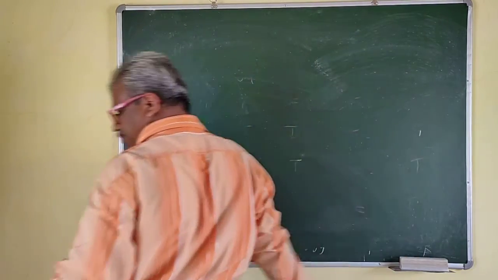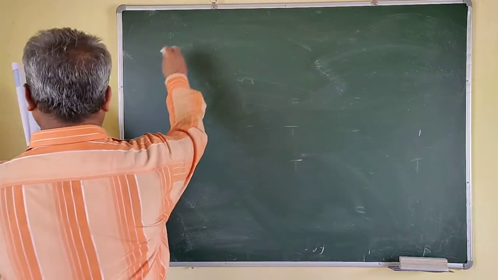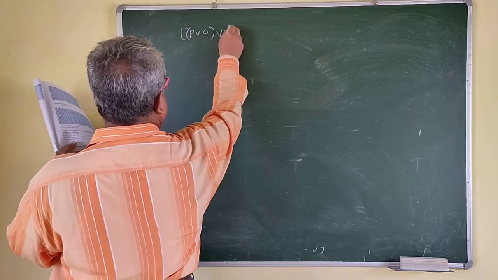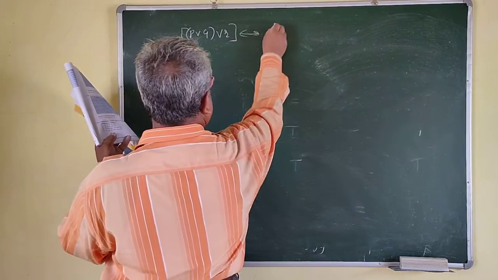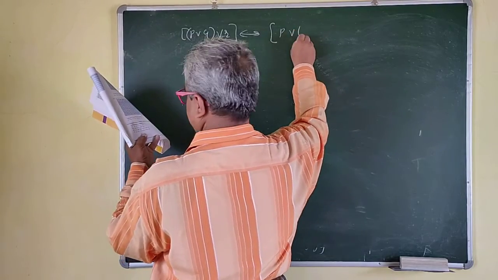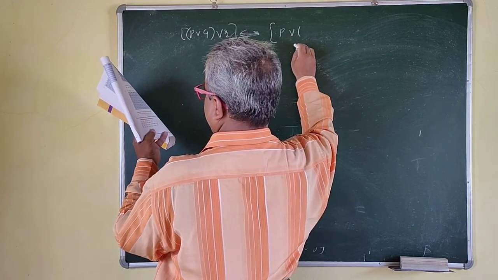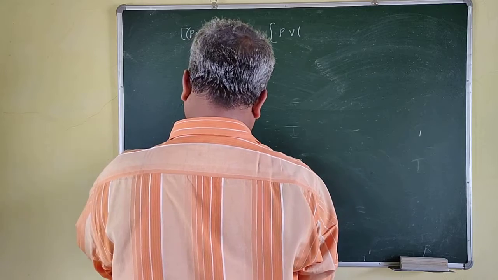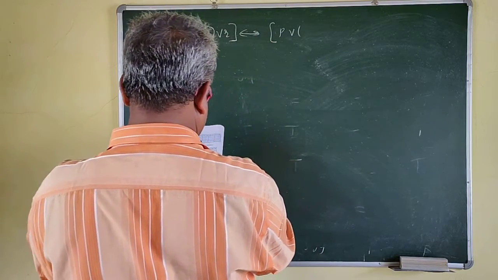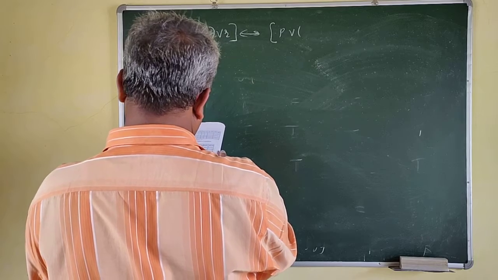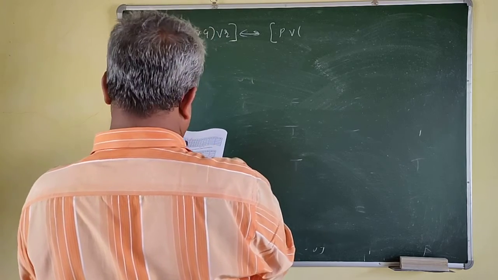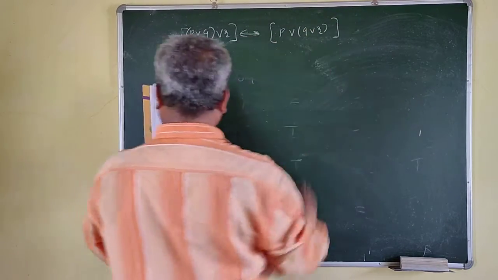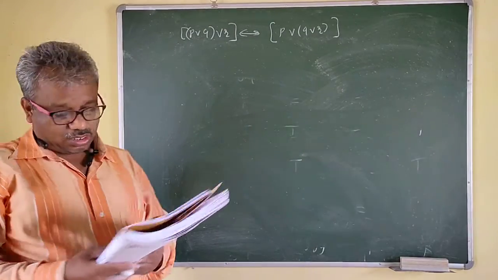We take the next example. So this is (P ∧ R) ↔ (Q ∨ R)... P ∧ R, Q ∨ R.